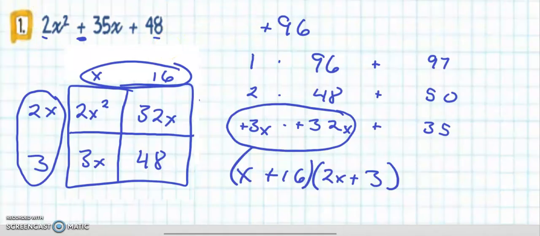Okay, so that's what I want you guys to do today on the remaining problems on the worksheet. Good luck.